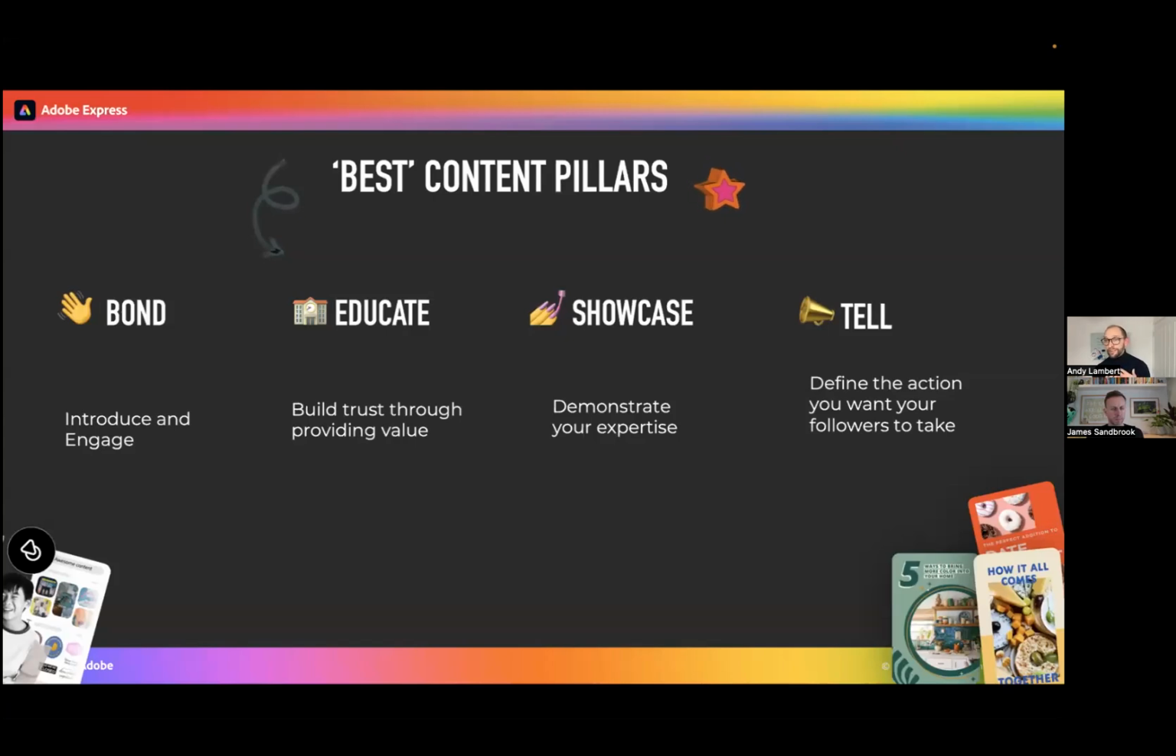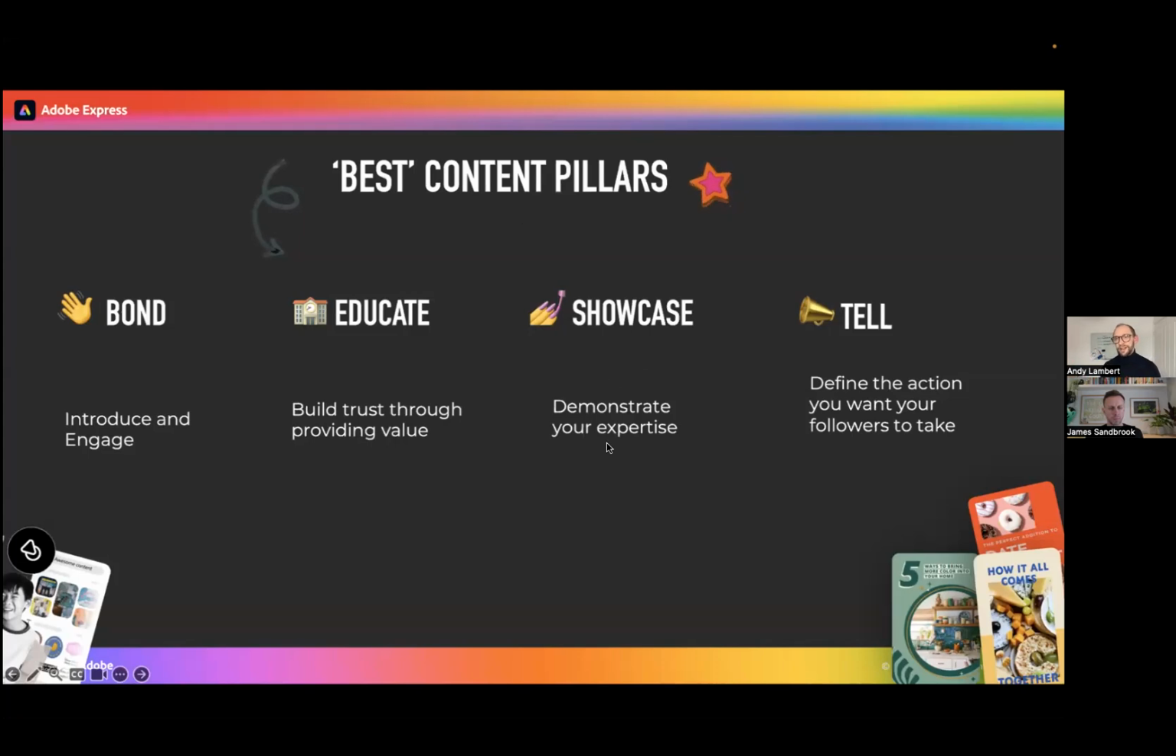Educate is where personally I'm always happiest creating content. Build trust through providing value, pretty simple. I don't need to talk about it too much, you all get it. Then showcase, that's how we demonstrate our expertise. All 4 of these pillars are the foundations that we're going to build our content strategy on.